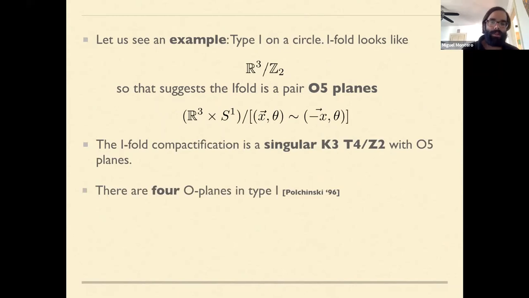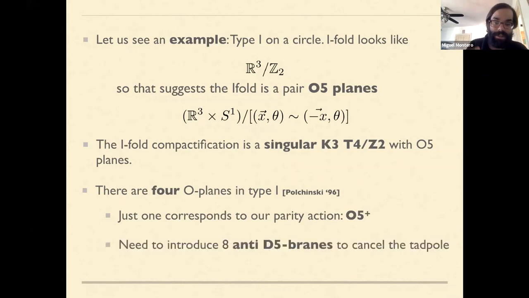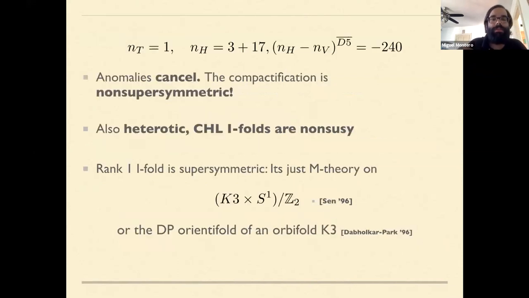There's one subtlety. We need to figure out which O-plane we need to put, which ones do we put, O5 plus, O5 minus. There's actually 4 types of O-planes in type I. And it turns out that the only consistent possibility is the O5 plus. The O5 plus has positive Ramond-Ramond charge. So that means that one needs to introduce anti-D5 branes to cancel the tadpole. You introduce 8 of them, as we were discussing, but they are non-supersymmetric. This makes the whole compactification non-supersymmetric.